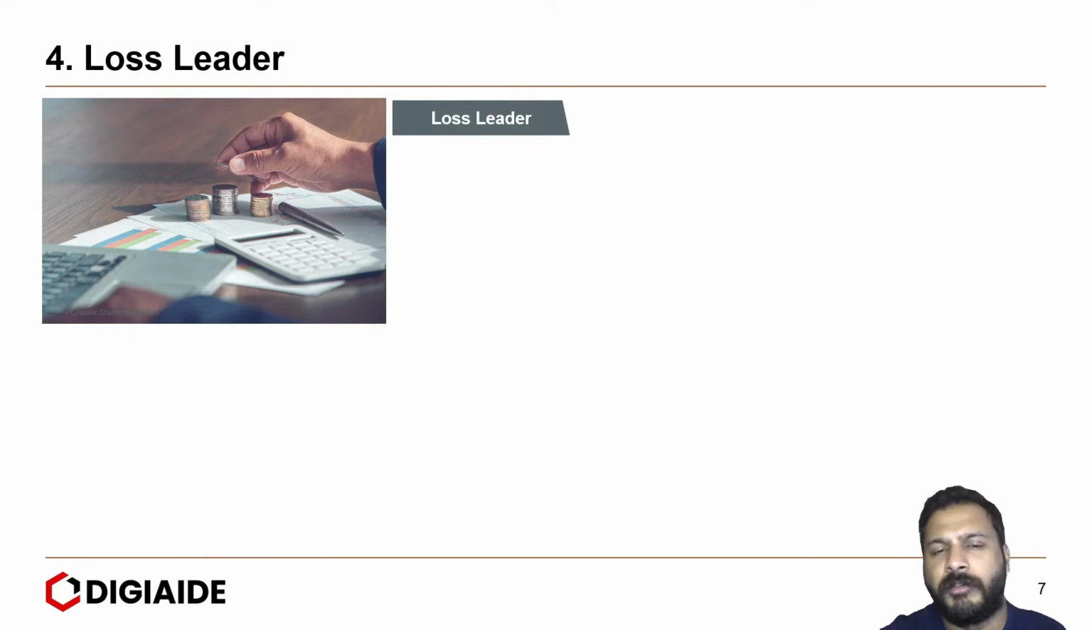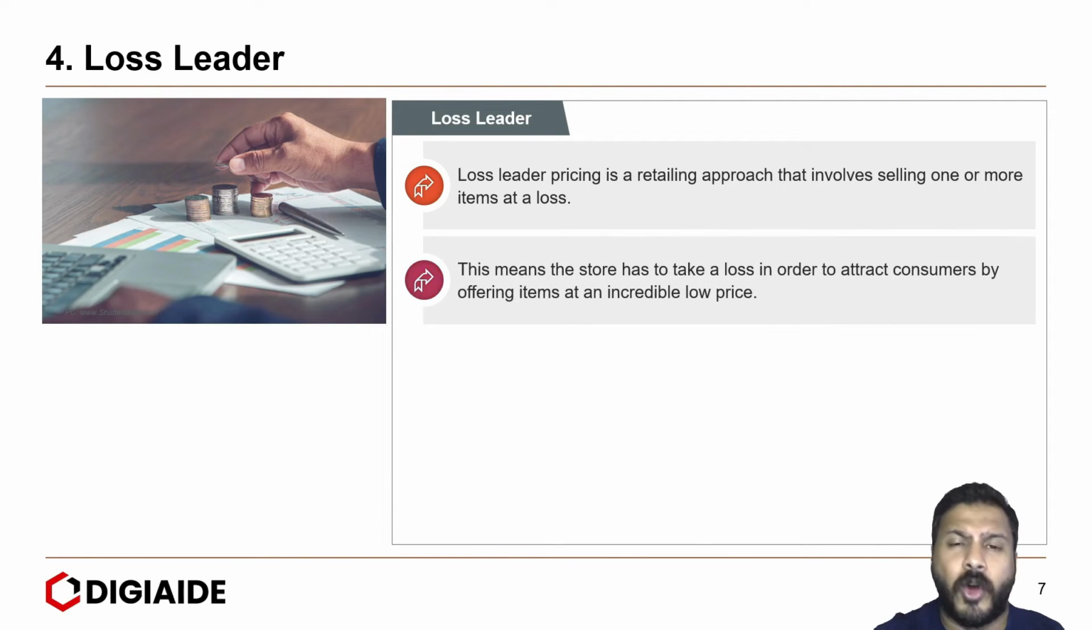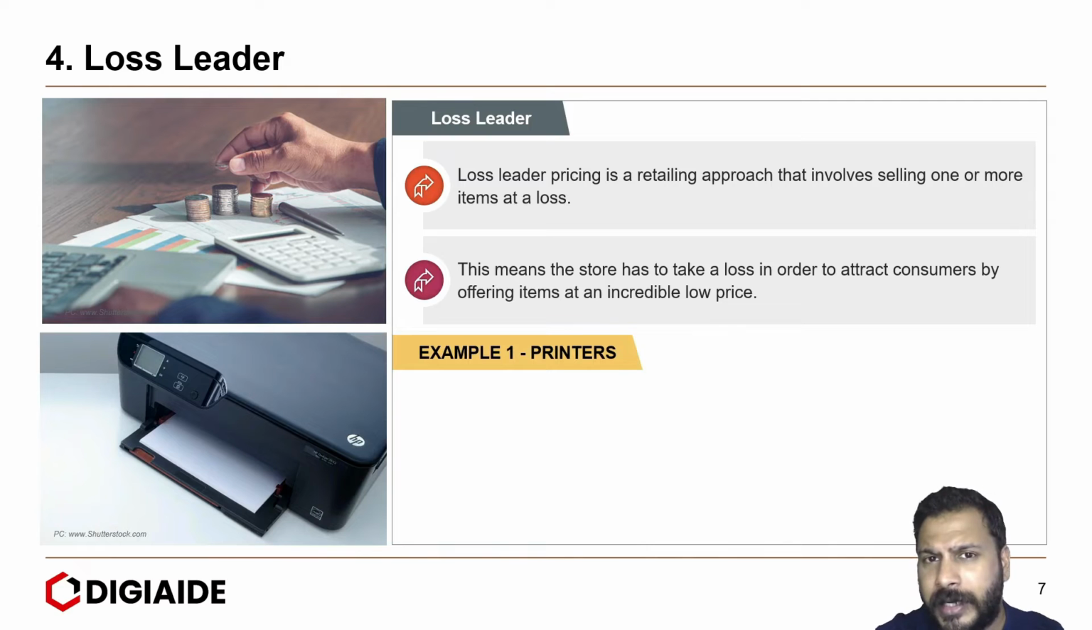Moving on to the fourth one, the loss leader pricing strategy. Loss leader pricing is a retailing approach that involves selling one or more items at a loss. This means that the store has to take a loss in order to attract consumers by offering items at an incredibly low price. The best example in this case is printers.